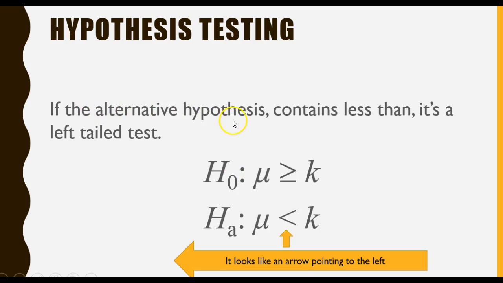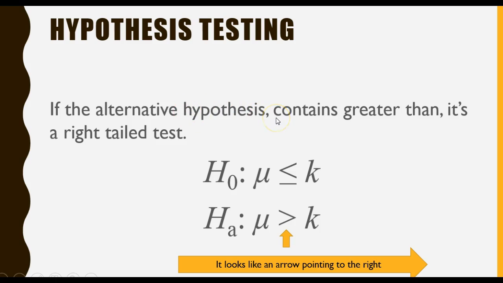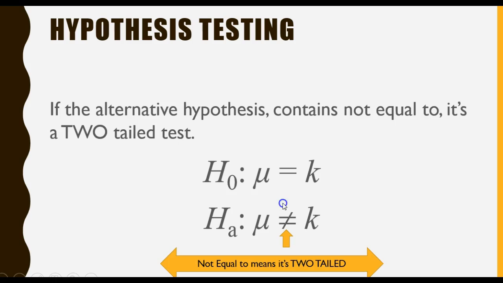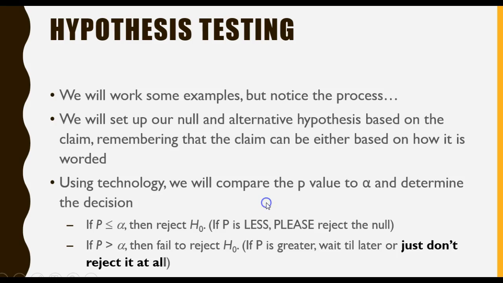If the alternative hypothesis contains less than, it's a left-tailed test. Look at this. It looks like an arrow pointing to the left, so if the alternative is less than, it's left-tailed. If the alternative hypothesis contains greater than, it's a right-tailed test. Looks like an arrow pointing to the right. Now, if the alternative hypothesis contains a not equal to, then it's a two-tailed test. In other words, it can't decide where it's going. It's two-tailed. That's not true, but you've got left-tailed, right-tailed, and two-tailed.